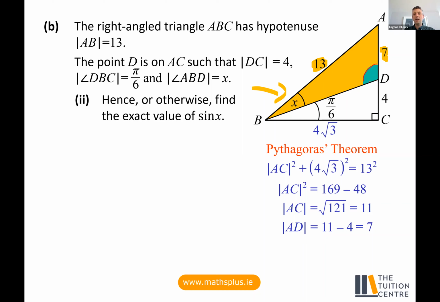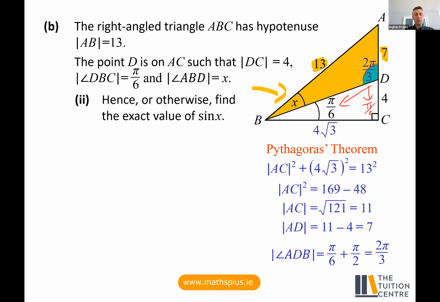Well, I can say the angle ADB is equal to pi over 6 plus pi over 2. Now, where's the pi over 2 coming from? It's coming from here. And what is this? Well, this is a little bit of geometry knowledge, that the exterior angle of the triangle is equal to the sum of the interior opposite angles. So in this case, this angle here in green is equal to pi over 6 plus pi over 2. What's that going to be equal to? 2 pi over 3.